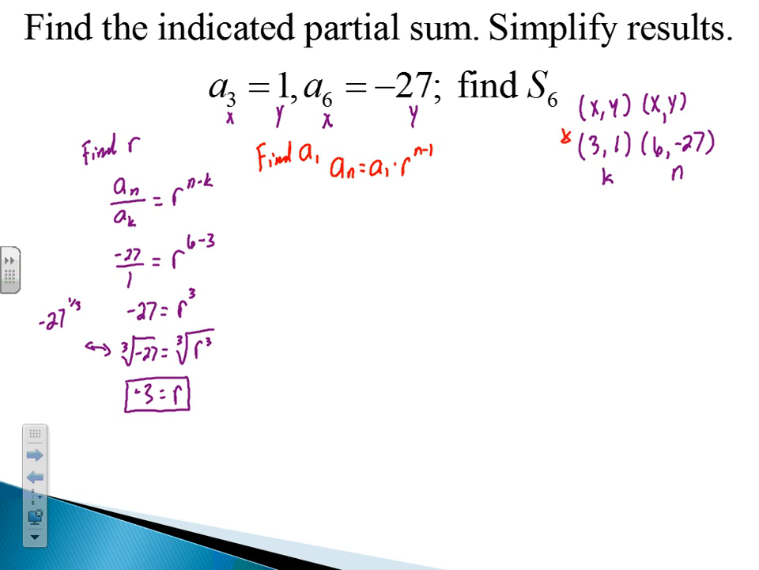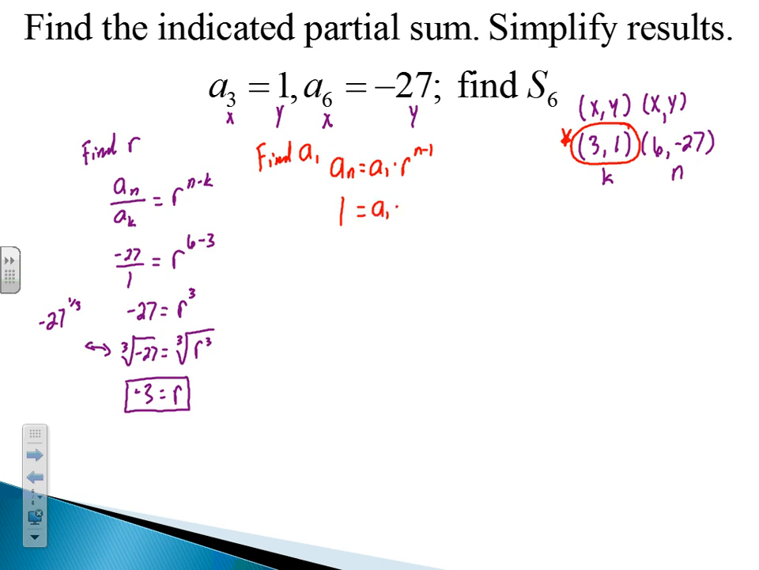And what I'm looking at are the 2 points right here, the 3, 1, and the 6, negative 27. We can use either point that we want to, but generally speaking, the 3, 1 is a much better option to work with because the numbers are so much smaller and simpler than 6 and negative 27. So a sub n, that is an output number. That's a y number. So I'm going to use this point right here, obviously because the numbers are smaller. I'm going to take the y number and substitute it for a sub n because that's the output number. And we're looking for a sub 1.